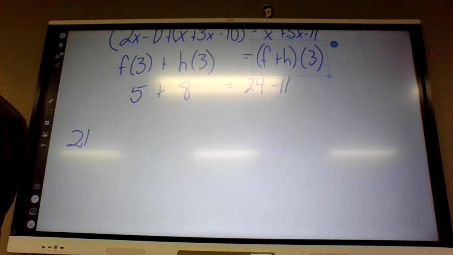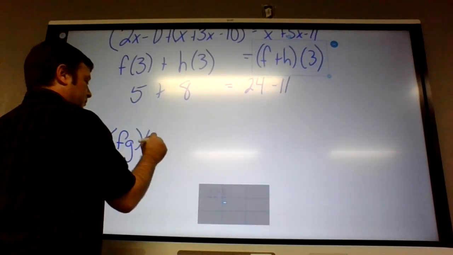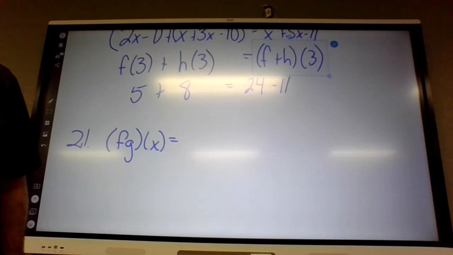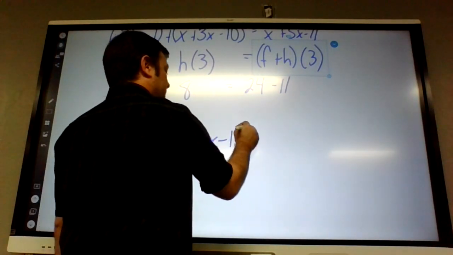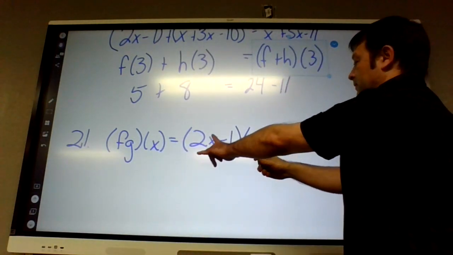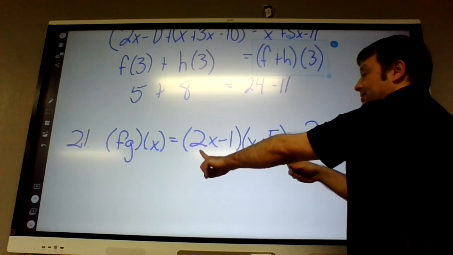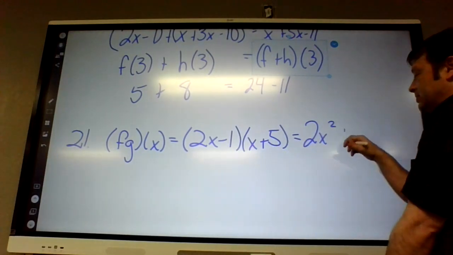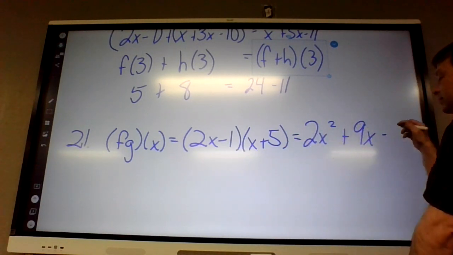21, f times g of x. 2x minus 1, x plus 5. Alright, that's another FOIL. First, 2x squared. I'm going to do some of this in my head. Outside is 10x. Inside is minus 1x. It's 9 x's. And then the last, negative 1 times 5.